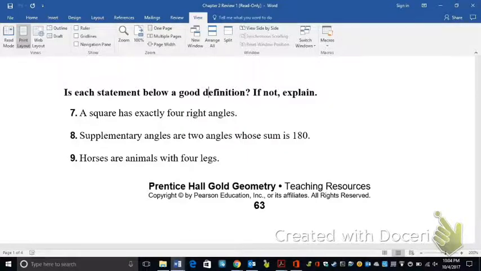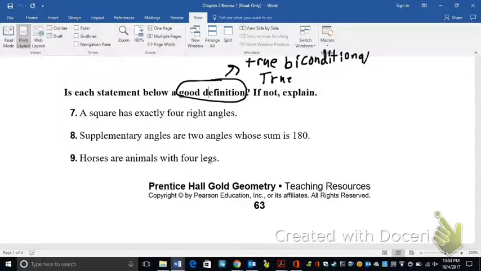So 7, 8, and 9, what we're talking about is a good definition here. Now, a good definition can be written as a true biconditional. A true biconditional means that we have a true conditional and a true converse. So what we need to do is write each one of these statements as a conditional, make sure it's true, and then write its converse. And if both the converse is true and the conditional is true, then it is going to be a good definition.